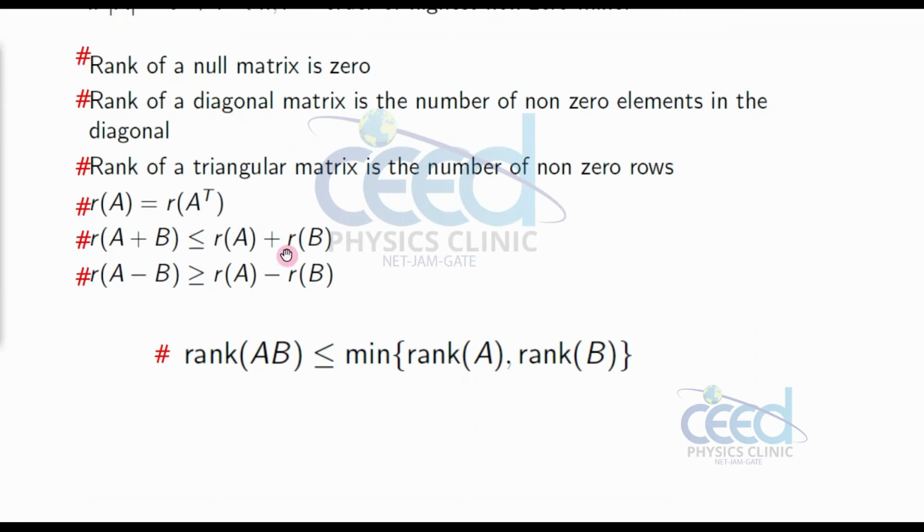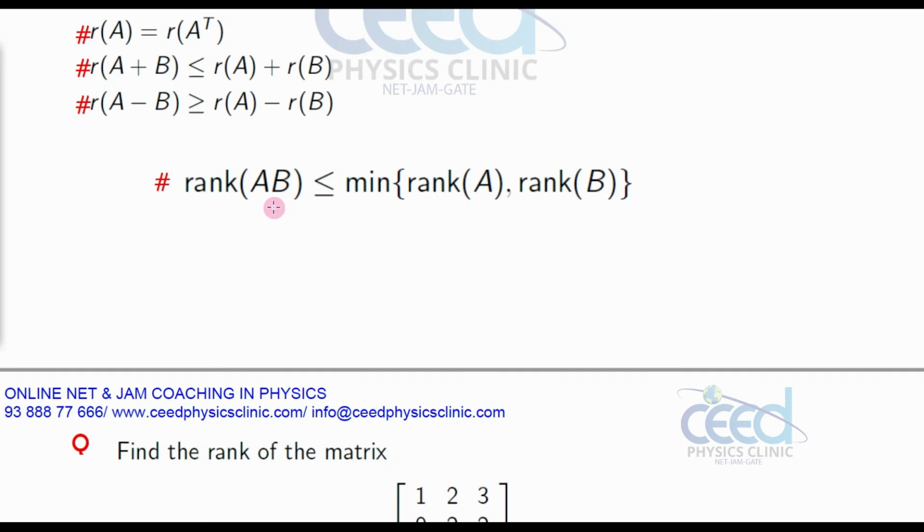Now, rank of AB. What is the rank of AB? If you have matrices A and B, multiply them, and then take the rank of that product matrix, it will be less than or equal to the minimum of the rank of A and the rank of B. Suppose the rank of this particular matrix is 3 and the rank of this particular matrix is 2.